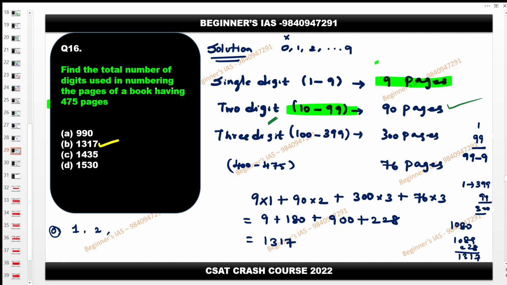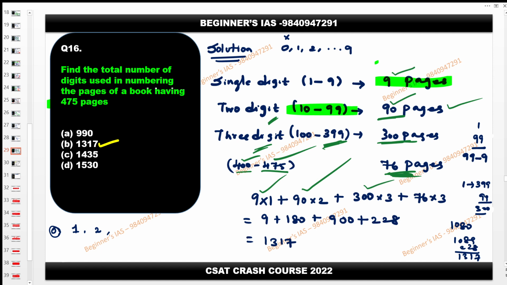Three digits: please be careful here. For 399 we have to subtract 99 pages, since single digit and 2 digit we have to subtract. So 300 pages are numbered with 3 digits. But the question is dealing with up to 475, so then we go with 400 to 475. 400 also counted, then 75, therefore 76 pages are there. So 9 single digit, 90 two digit, 300 three digit, and 76 more pages, or else you can take totally 376 three digit.